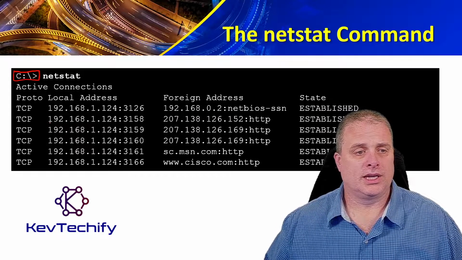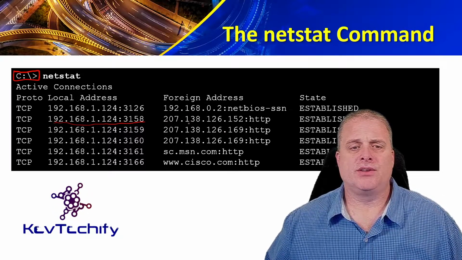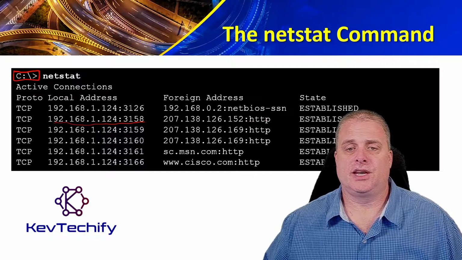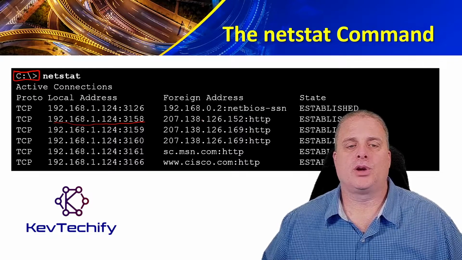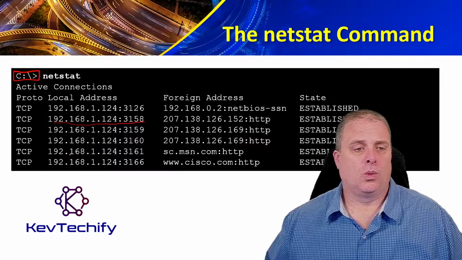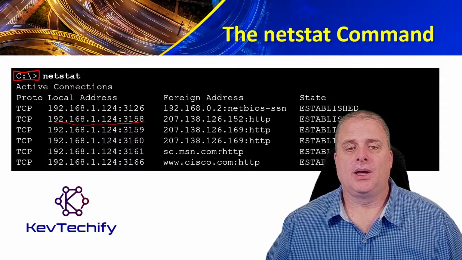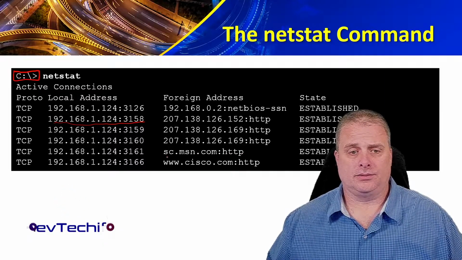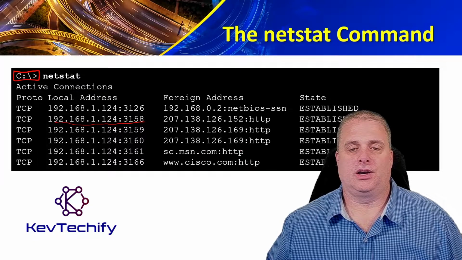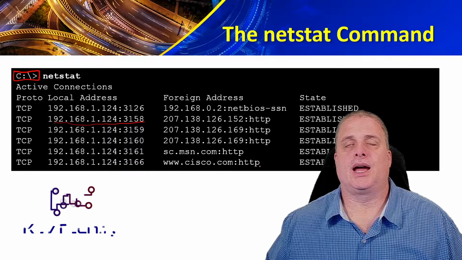The second line right here, once again, would be our IP address with our port number. But then we're connecting to this 207.138.126.152. And notice, for the well-known ports, instead of saying port 80, it says what it is. And so this is web traffic. Odds are there's a web browser here browsing this website at this point in time. Down here, 192.168.0.124:361 is connected to sc.msn.com HTTP. So it's another website here. If you would type this in your browser at sc.msn.com, odds are this is a Microsoft website, and you're opening this web page. And the final one down here is another web page at www.cisco.com.